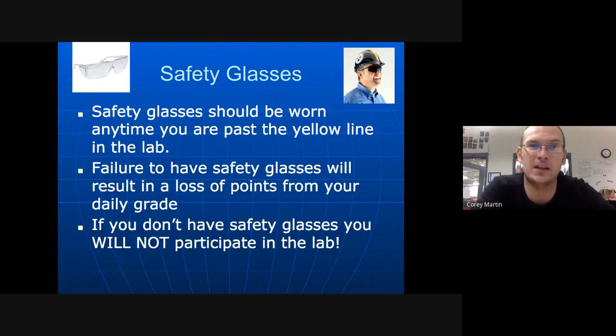So again, this is something that we will give you the first pair. After that, it is on you to get them. So if they break, if you lose them, if you leave them in your vehicle, if you leave them at your home school, if you leave them on the bus, that's your problem. You were issued a pair of safety glasses.